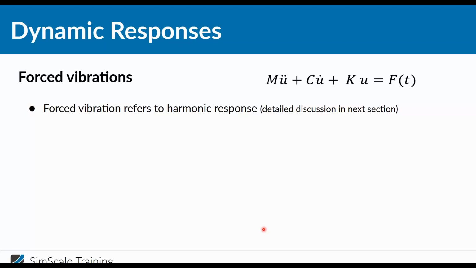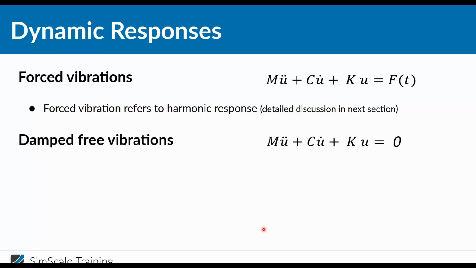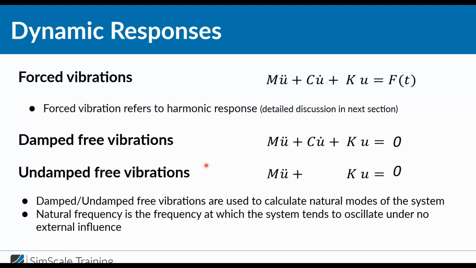But just for the big picture, forced vibrations means that we have all three components: the acceleration component, the damping component, the stiffness component, and very important, that's why it's called forced, an external force, which is forcing this vibration. And then we have free vibrations. Free vibration means that there is no external force inducing these vibrations, and there we have a difference between damped free vibrations and undamped free vibrations. Undamped free vibration basically means that we don't consider any damping, we only consider the mass of the model and the stiffness.